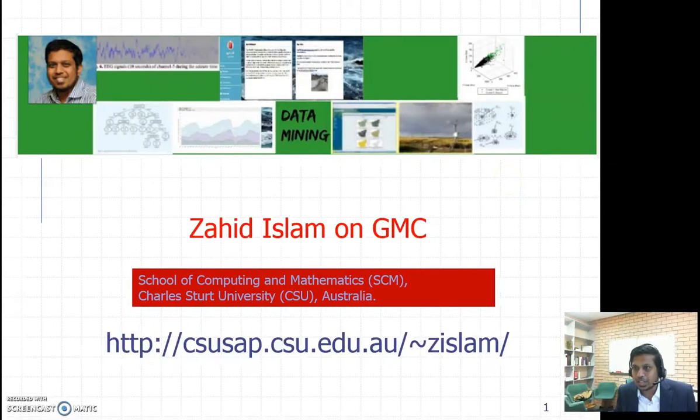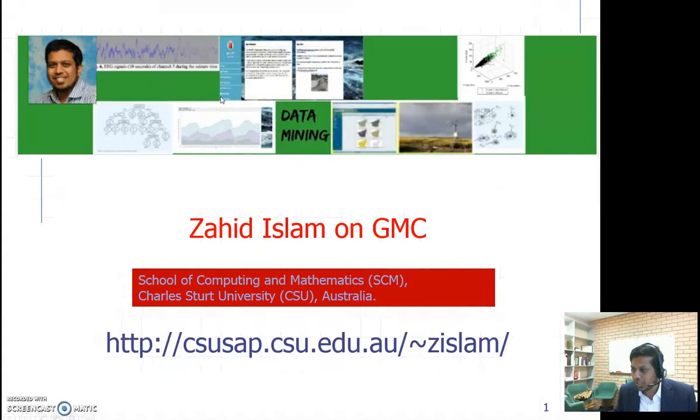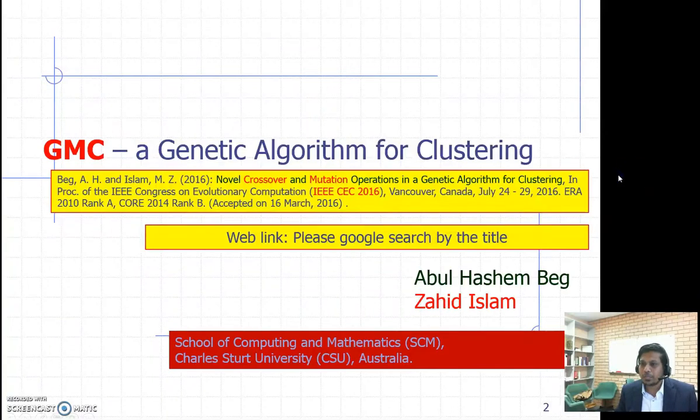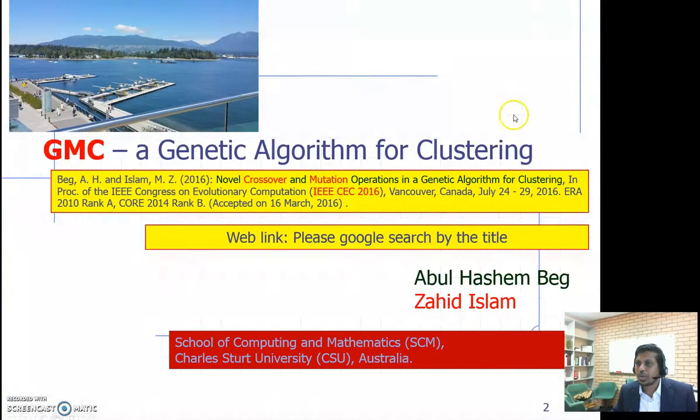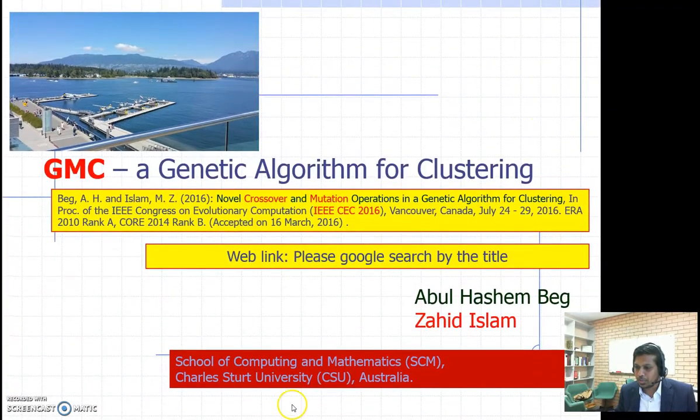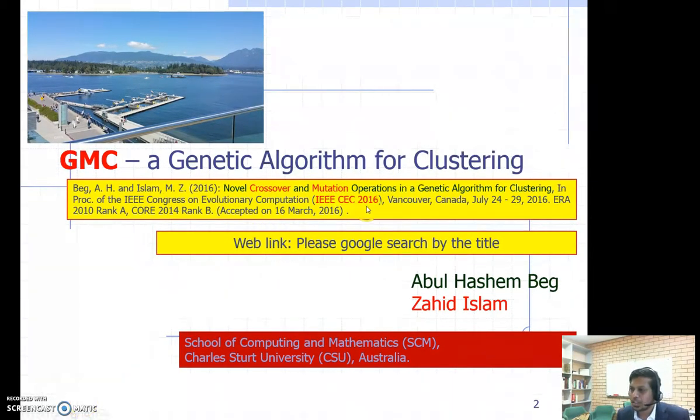My name is Zahid Islam, and today I will be talking about a genetic algorithm based clustering technique called GMC. This genetic algorithm based clustering technique was just presented and published at an IEEE CEC conference recently in Vancouver. Here you can see the full reference of the paper.